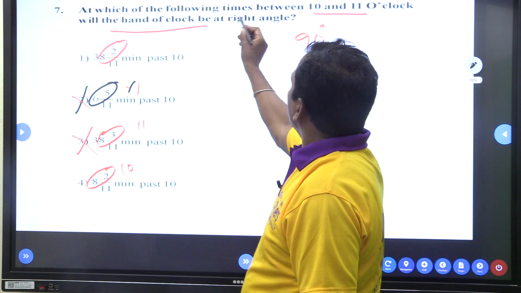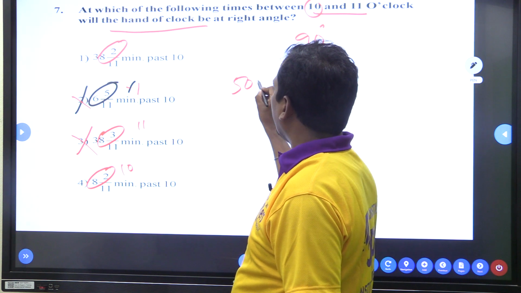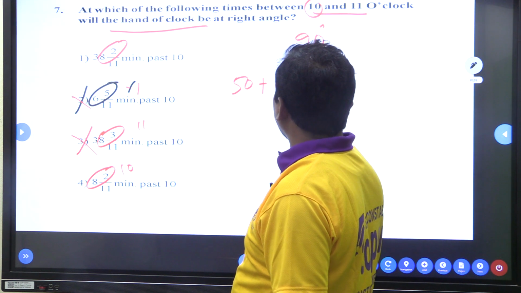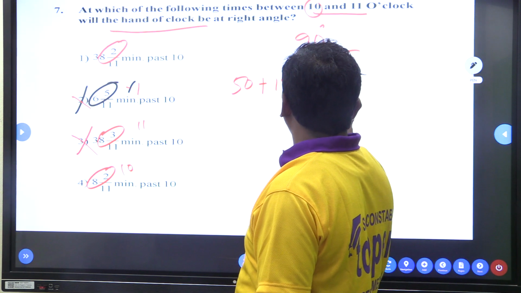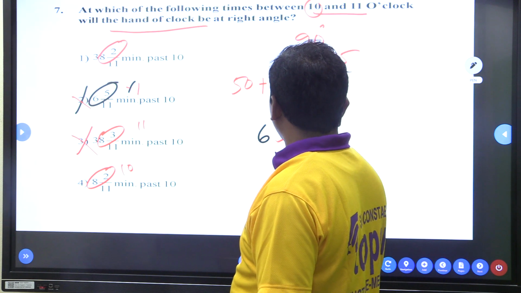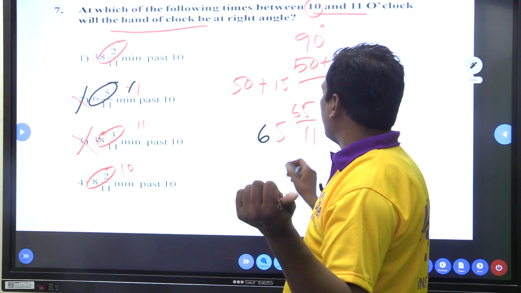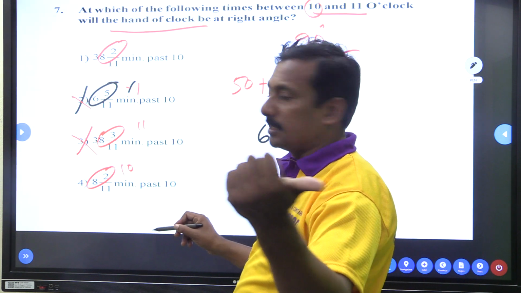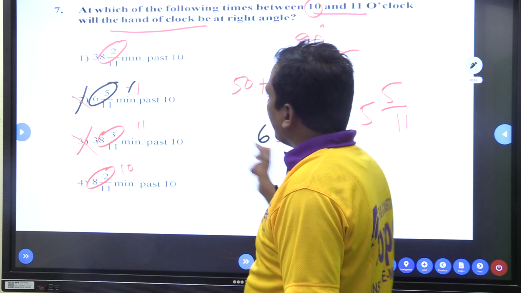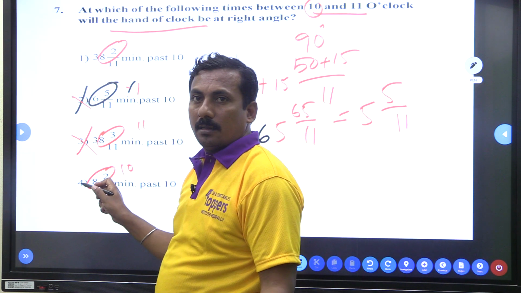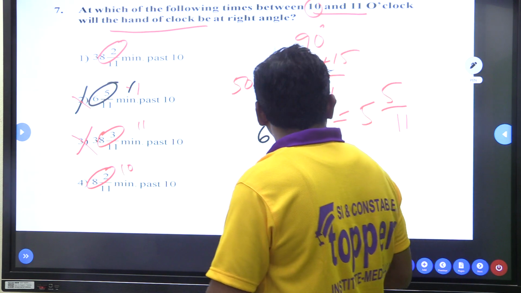Check once. So at what times between 10 and 11 o'clock? 10 means how many minutes? 50. 50 plus 15 by 11 means 65 and 65 by 11. It is more than 1 hour, which means 60 minutes. Subtract it. The answer is 5 and 5 by 11. So is 5 and 5 by 11 there? No, so the positive is not possible. Then you go to the negative method.